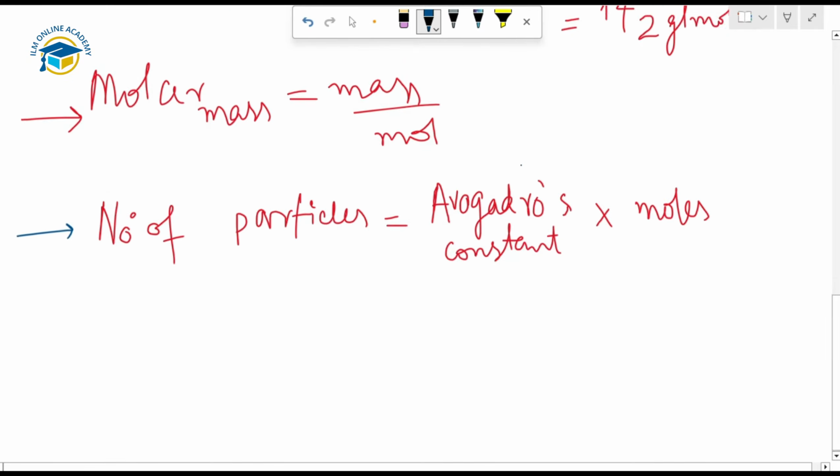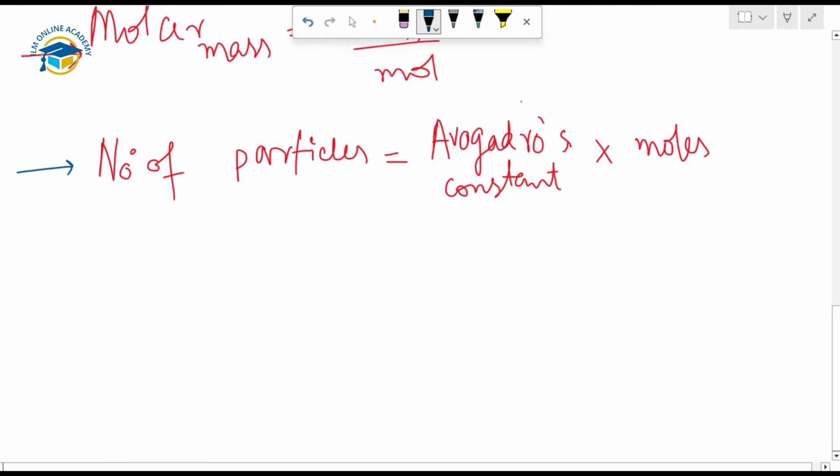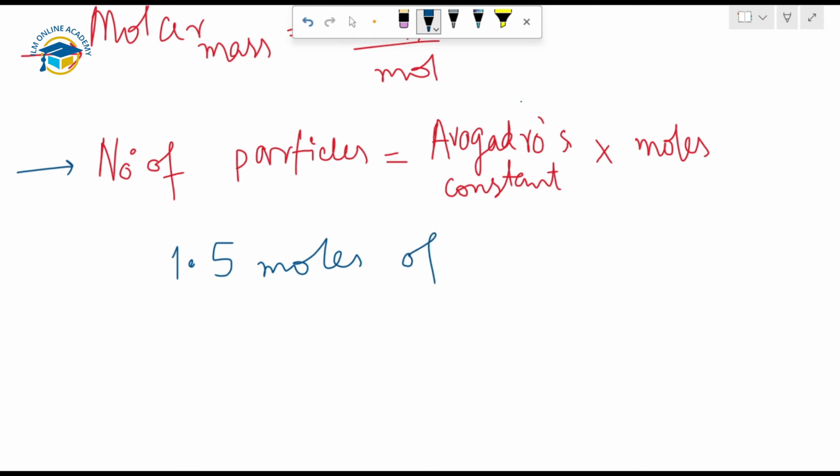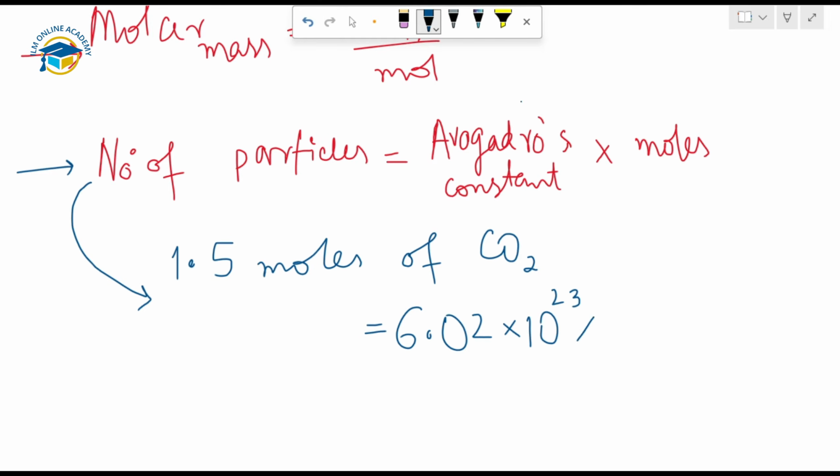The example here is: you have to calculate the number of carbon dioxide molecules in 1.5 moles of CO2. By applying this formula, we can easily get the answer. Number of carbon dioxide molecules equals Avogadro's constant, and the value of Avogadro's constant is 6.02 into 10 raised to power 23, and you have to multiply it by the moles given in our question.